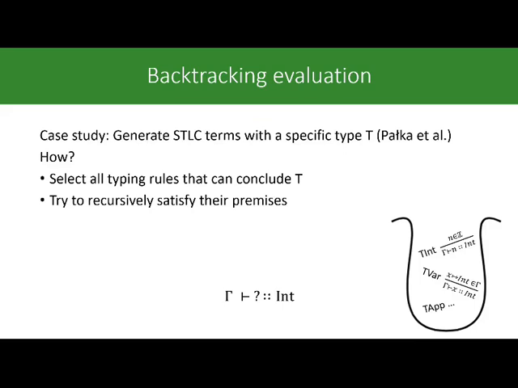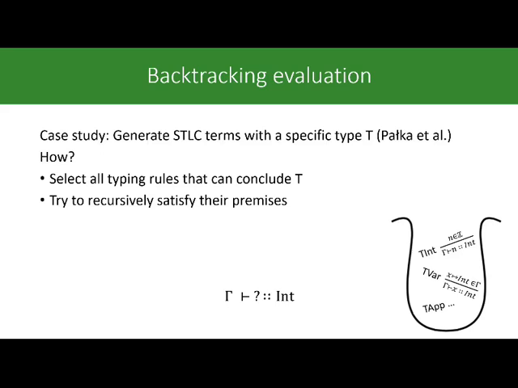to evaluate backtracking, I'm going to turn to a case study that was mentioned once before during ICFP in Jan's talk on effectively quick checking compilers. What we're going to do is generate simply typed lambda terms that have a specific type T. This was done by Palka et al. in 2011.